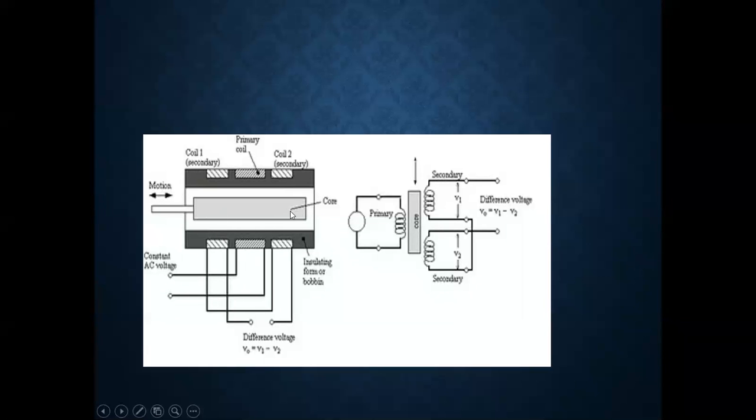If the core is at the exact center, these two voltages are equal, then the difference between the two voltages will be zero. If the core is moving towards the right, more flux will come here, so you will get a positive output. If the rod is moving to the extreme left, there is more flux linkage through mutual induction in the other secondary, so you will get a negative output.